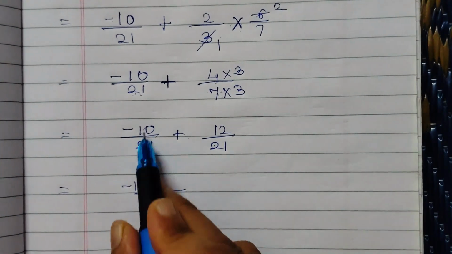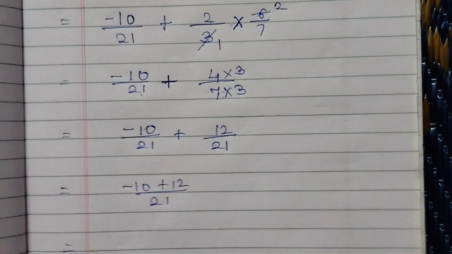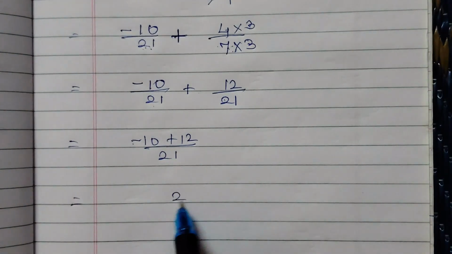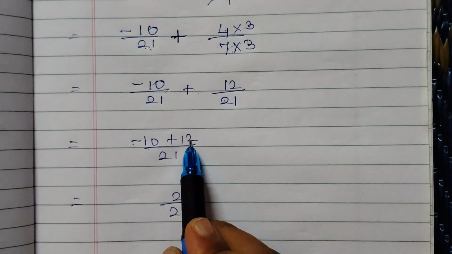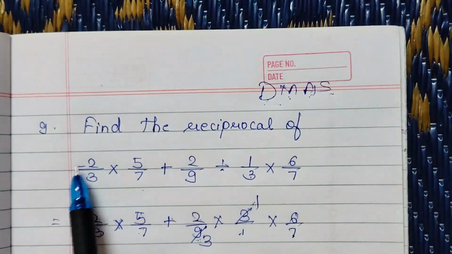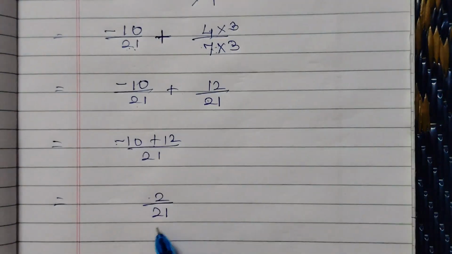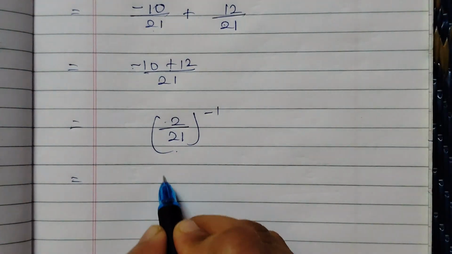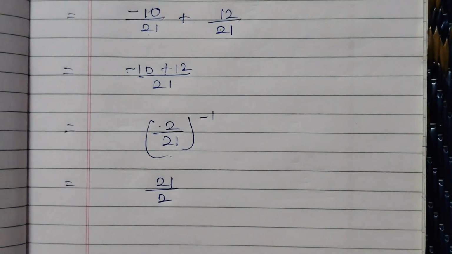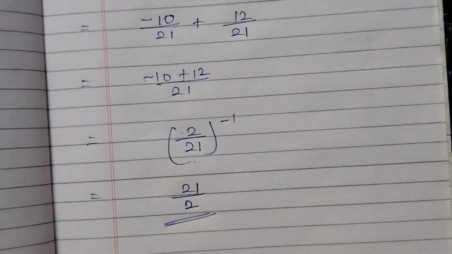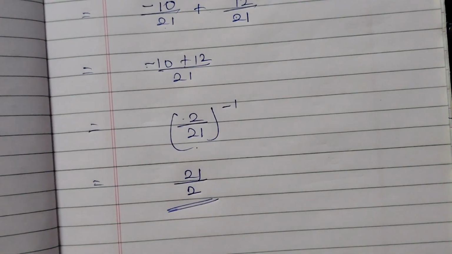So in the numerator I got minus 10 plus 12. Okay, so plus minus, minus: 12 minus 10 is 2, and upon 21. 12 is the bigger number. What is the sign? Plus. So I will keep it plus 2. Now the question was, find the reciprocal of this. So what answer we got? 2 upon 21. So we will reciprocate it and write the reciprocal of this. So it will be 21 upon 2. Got it? So this is the answer. So in this way we have completed Brain Teasers.